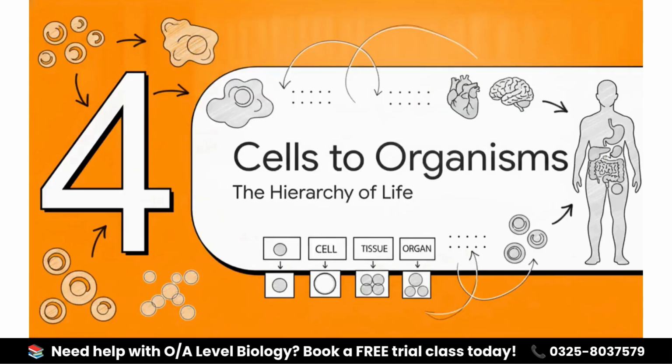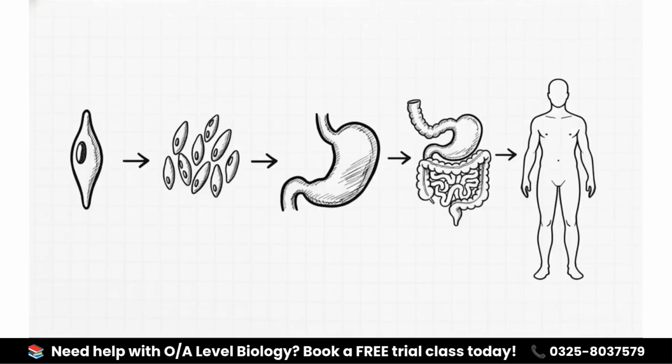Section 4. From cells to organisms. Now, we're going to zoom way out to see how all these individual specialized workers group together to form a highly functioning global economy. We call this the hierarchy of life. It all starts with the cell, the basic structural unit, like a single muscle cell. A group of similar cells working together forms a tissue, like muscle tissue.